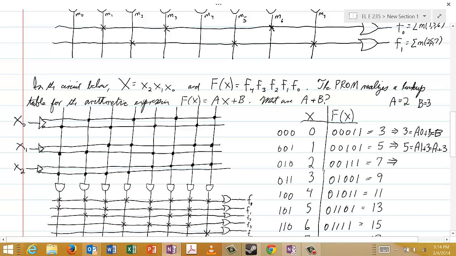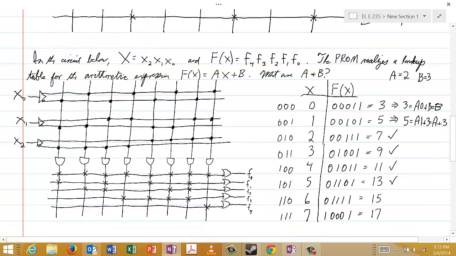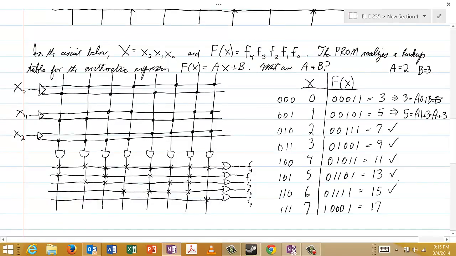And now, for the rest of them, we can just check and see if it's correct. So, the next one says that f is 7 when x is 2. Does that agree with our assumption that a is equal to 2 and b is equal to 3? Well, 2x plus 3 when x is equal to 2, 2 times 2 would be 4 plus 3 is 7, so that works. 2x plus 3 when x is equal to 3, that'd be 2 times 3 is 6 plus 3 is 9, so this works. 2x plus 3 when x is equal to 4 will give 11. 2x plus 3 when x is equal to 5 would give 13. 2x plus 3 when x is equal to 6 would give 15. And 2x plus 3 when x is equal to 7 is 17.